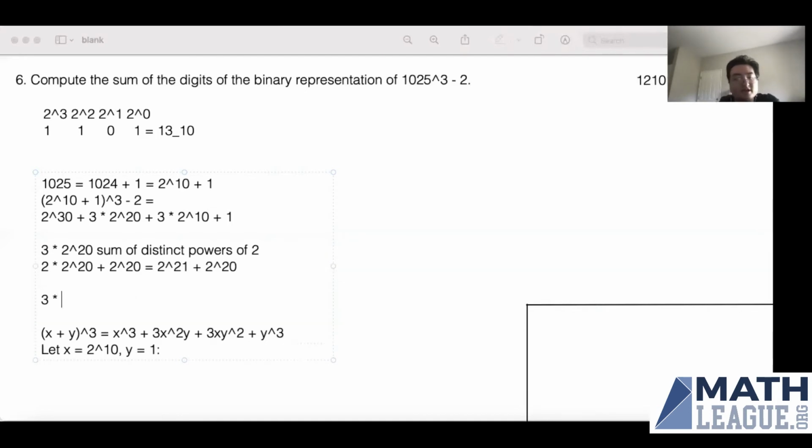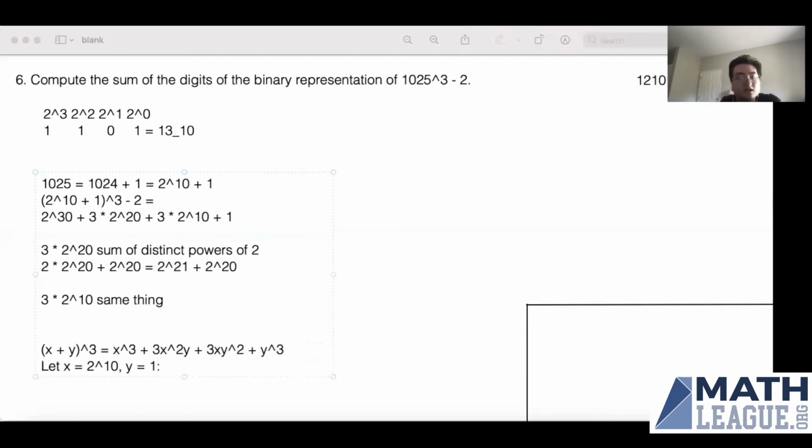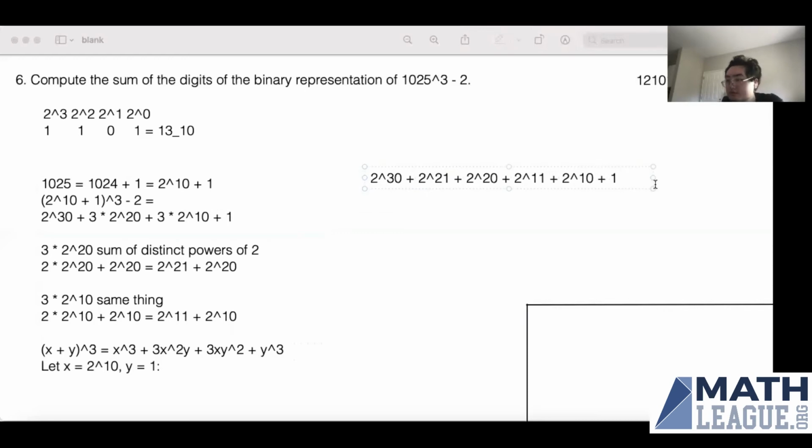And same thing for 3 times 2 to the 10. That's going to be 2 times 2 to the 10, that's 2 to the 11, plus 2 to the 10th. Okay, great. So now we have our representation as the sum of distinct powers of 2, and that's going to be 2 to the 30th plus 2 to the 21st plus 2 to the 20th plus 2 to the 11th plus 2 to the 10th plus 1, right? So really now we have our binary representation of 1025 cubed, but that's not what the problem is asking for.